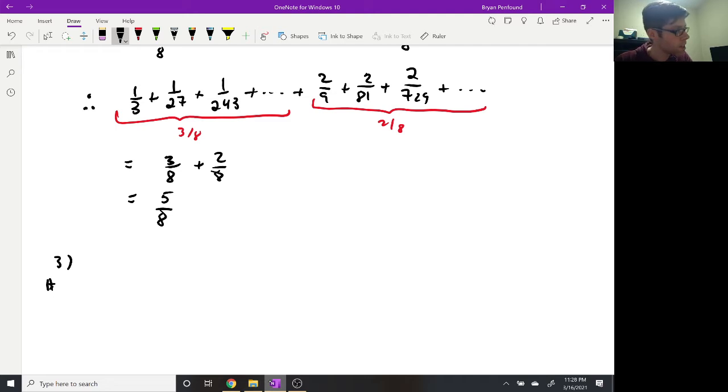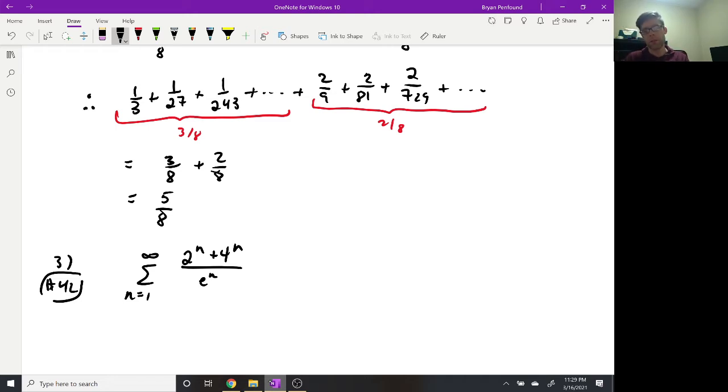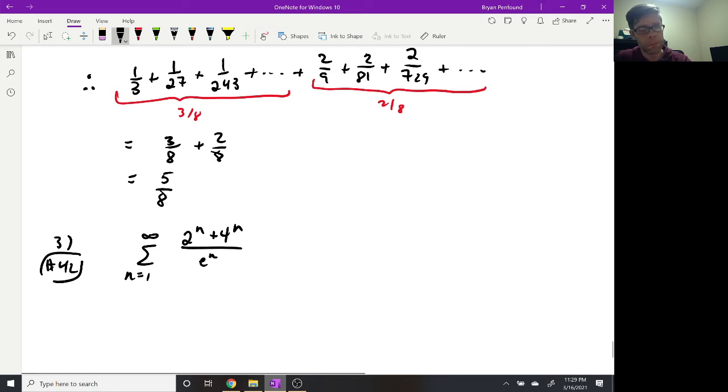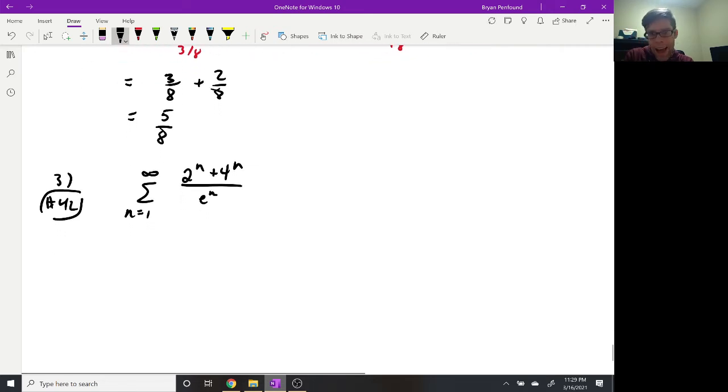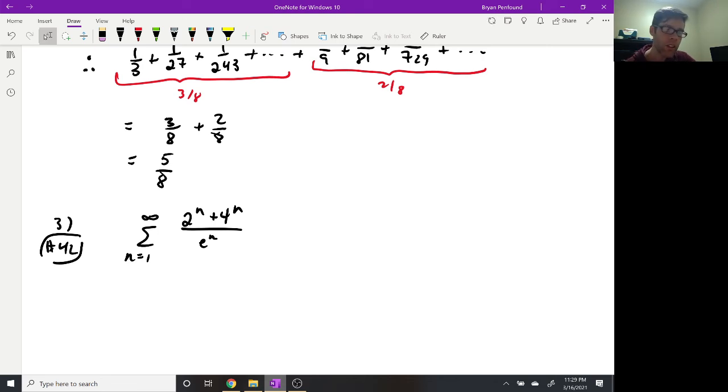So this is number 42 from the same section. This is the sum from n equals 1 to infinity of 2 to the n plus 4 to the n over Euler's number to the n, so e to the n. Now, it may not be obvious to you right away that this diverges, and if it's not obvious, that's okay.